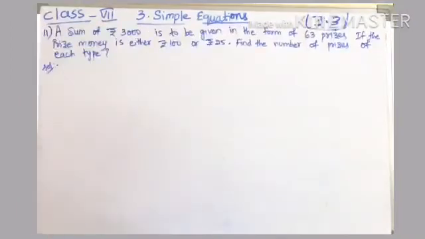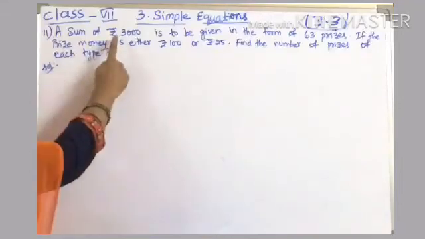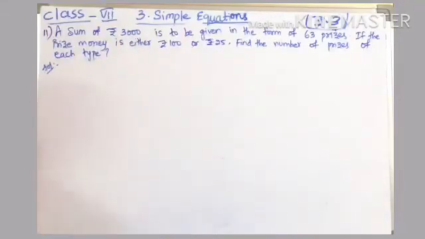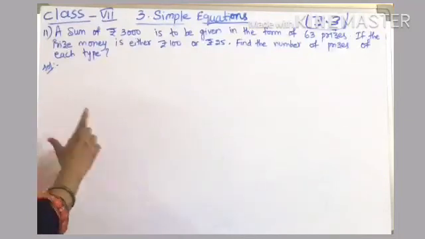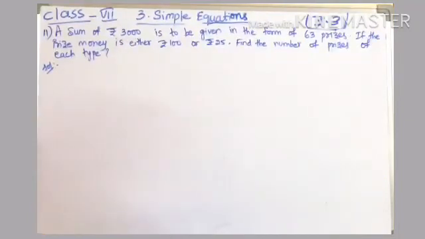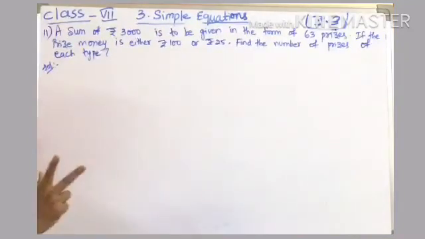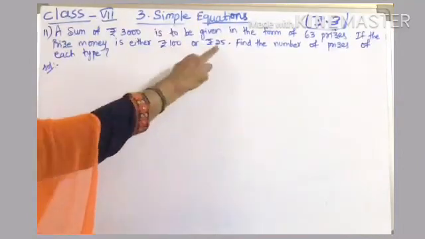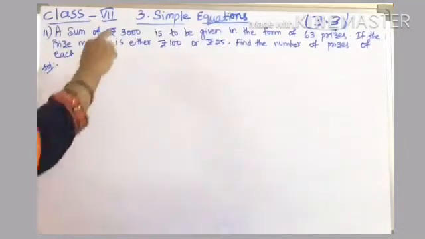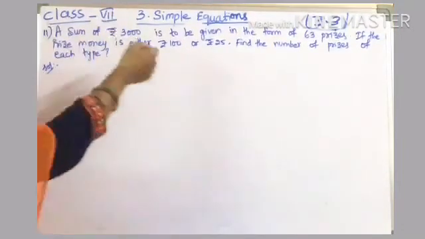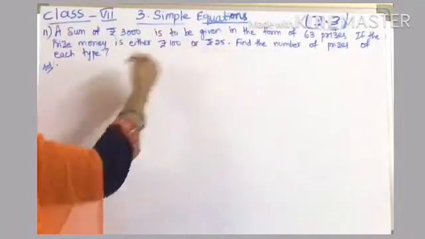Next, the 11th one. A sum of rupees 3000 is to be given in the form of 63 prizes. So total number of prizes, how many? 63, and the worth of the 63 prizes is how much? Rupees 3000. And the prize money is either rupees 100 or rupees 25. So only 2 types of prizes, either rupees 100 prizes or rupees 25 prizes. Find the number of prizes of each type. So in total 3000 rupees, how many 100 rupees prizes are there and how many 25 rupees prizes are there?